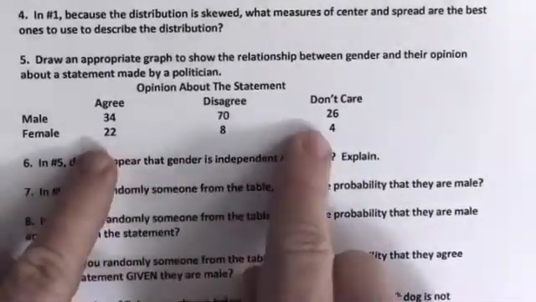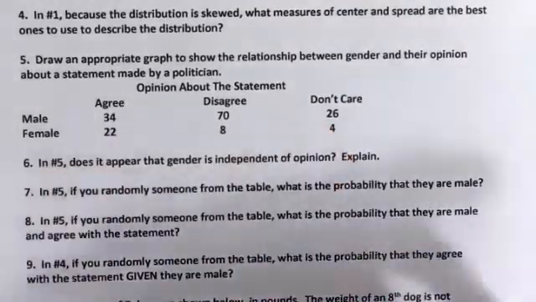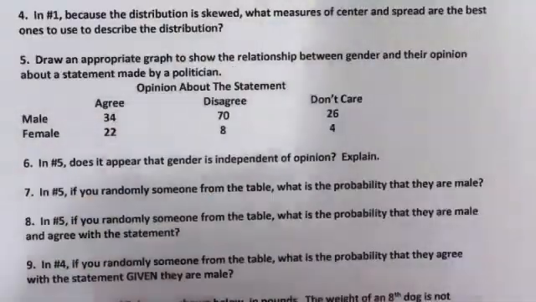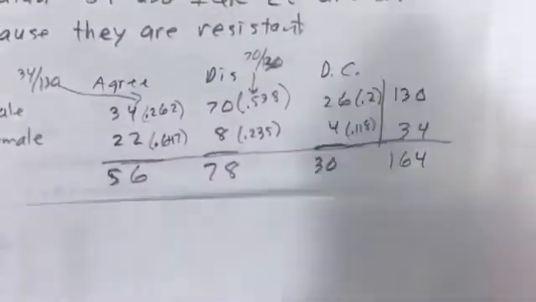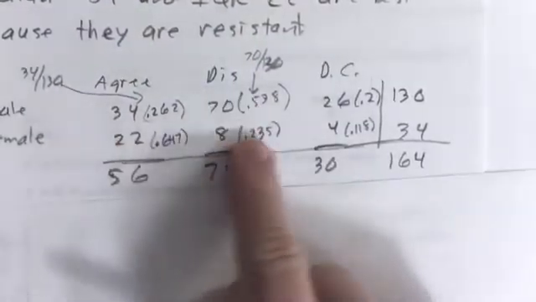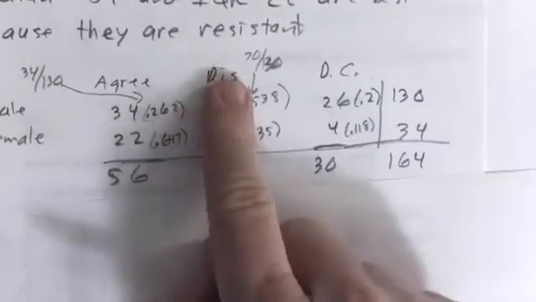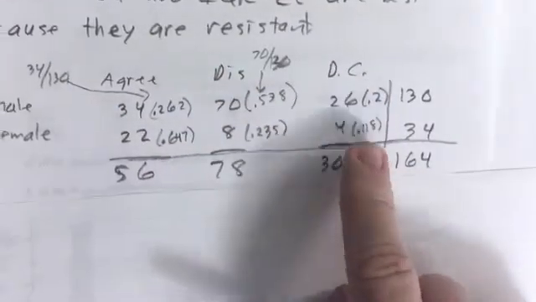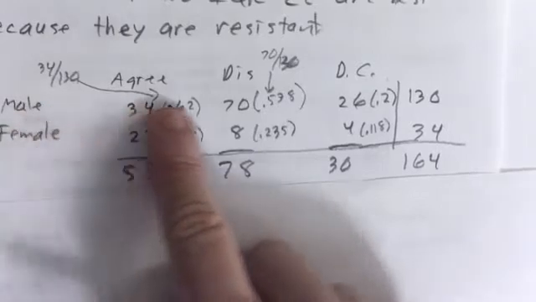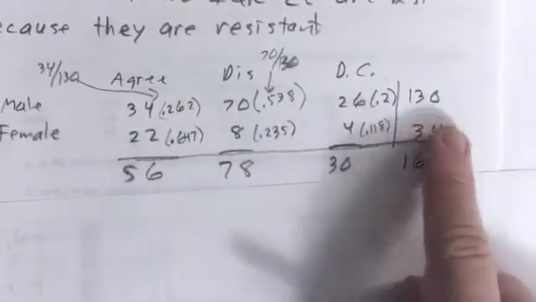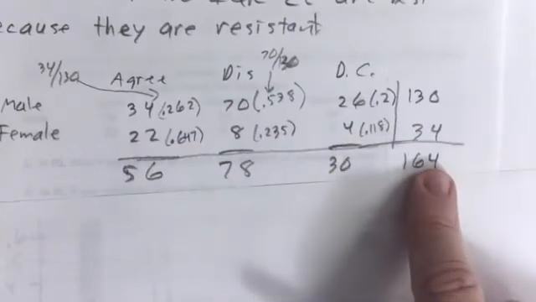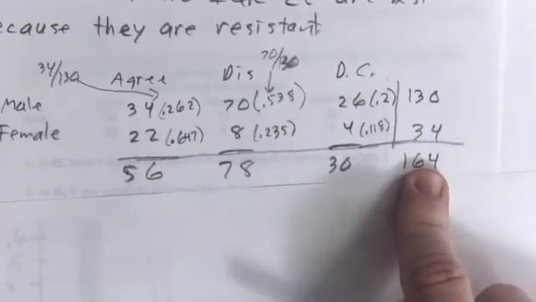This is a two-way table. Whenever you encounter a two-way table, what you need to do is create the marginal distribution. So you need to add up all the columns: total number that agree, total number that disagree, total number that don't care. And add up the rows: total number of males, they add up to 130, total number of females, and those add up to 134. So there's a total of 164 in this study.